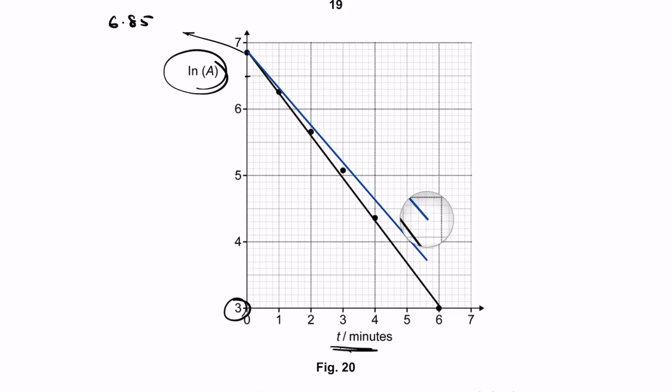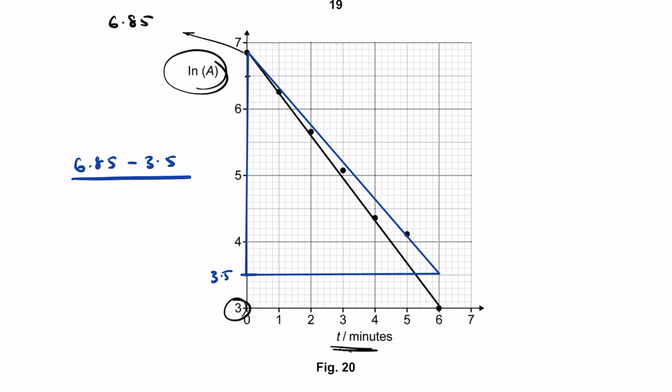to, I want to make sure that it doesn't pass through too many points, or even if it does, I will maybe just extend it. Yeah, that will do. So here we go. That is 3.5, and we have the same start, so I'll take the same start. So 6.85 minus 3.5 over 6 minutes.